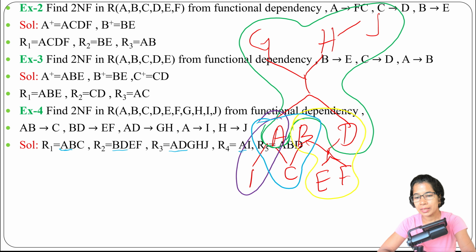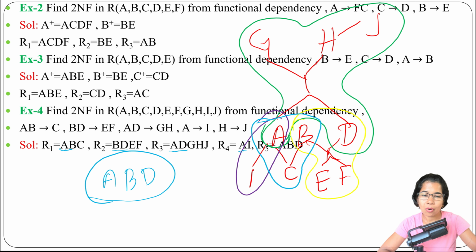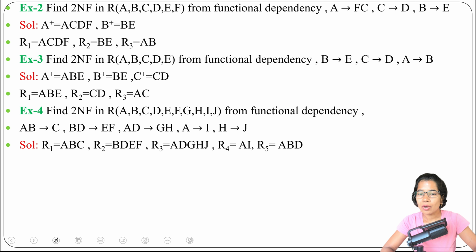Just mark how many keys are there. A, B, D. So we'll make separate table for A, B, D. That will contain all table primary key. That's all about 2NF. In 2NF, we are removing the partial dependency and every attribute should be atomic. Means it should be in 1NF, then only you can check the 2NF.